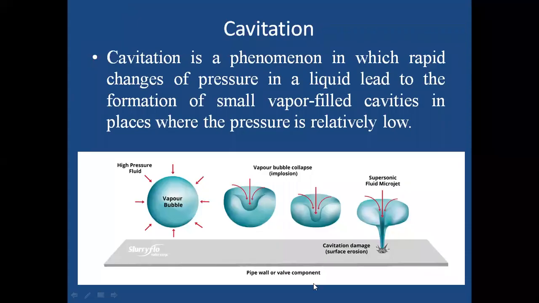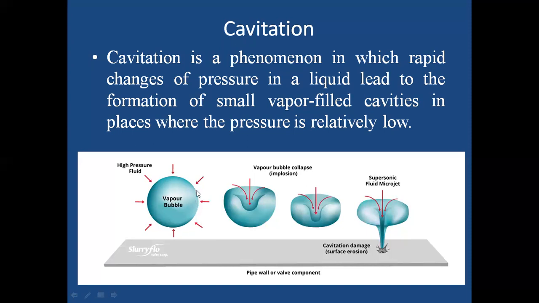In the next slide, we're going to see what cavitation is. This is also an important property. Cavitation is a phenomenon in which rapid changes of pressure in a liquid lead to the formation of small water vapor filled cavities in places where the pressure is relatively low. That is, there is a surface, and high pressure water is being spread on it. If this high pressure water is being spread, a vapor bubble is formed.